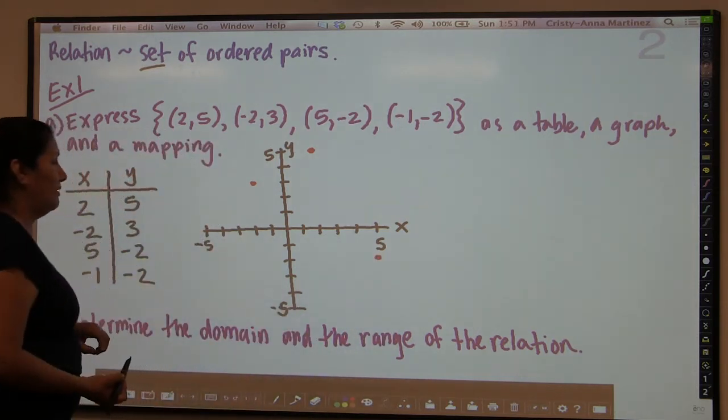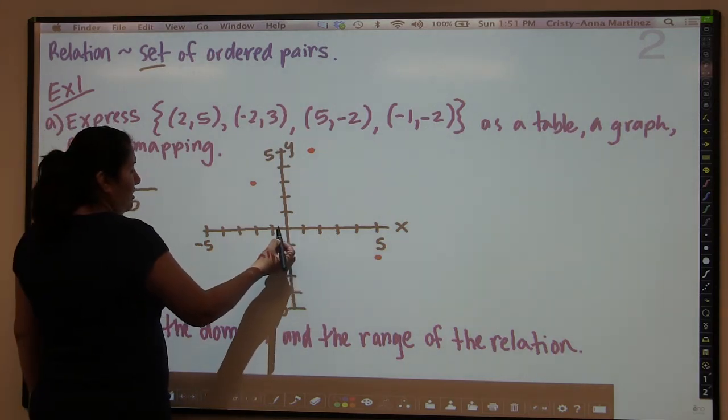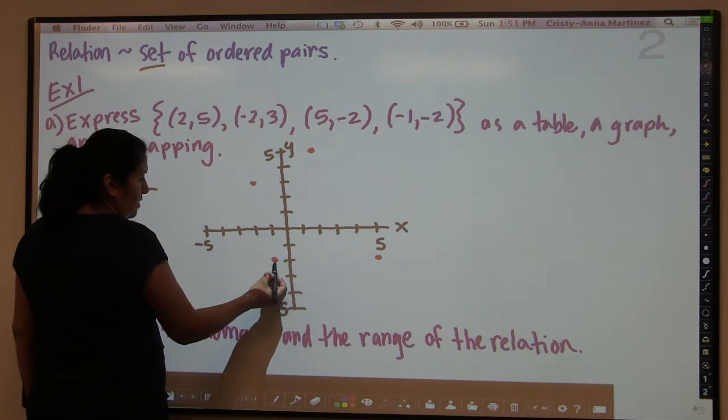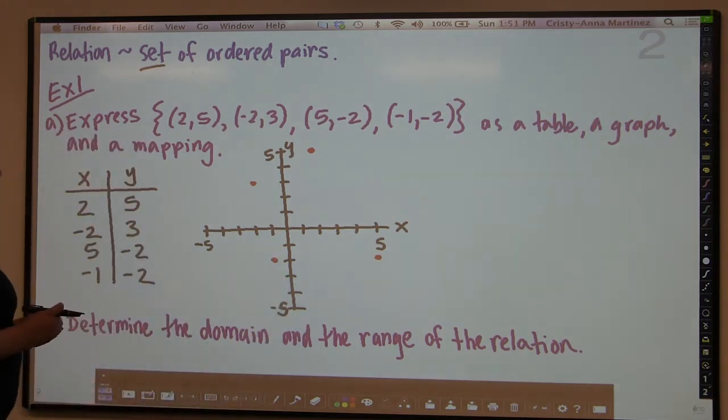Our last ordered pair is -1, -2. So again, starting at the origin, go 1 unit to the left for the -1 and 2 units down for the -2. And put our point there. So now we have the table done, we have the graph done, and the last one is our mapping.